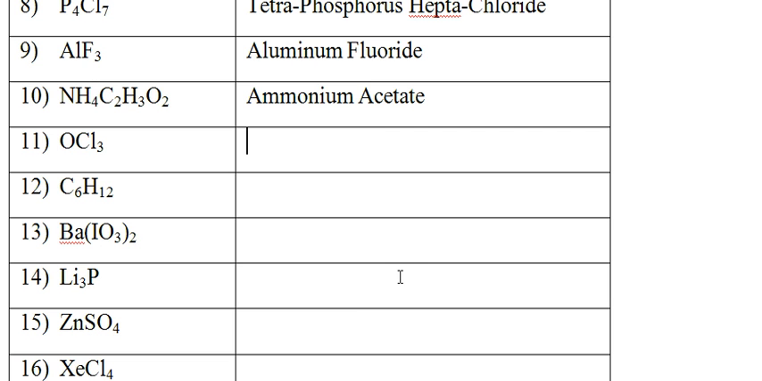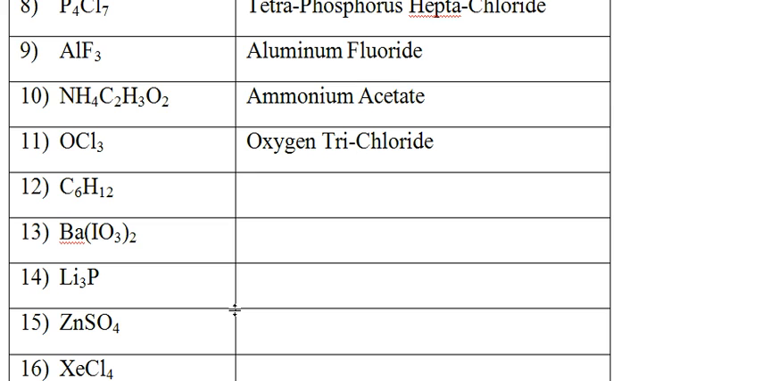Alright, number 11. We have a non-metal with a non-metal here. And so we're just going to name it. So we have oxygen. And we have 3 chlorines, so it's going to be trichloride. Okay. Again, drop the -ine and add -ide.